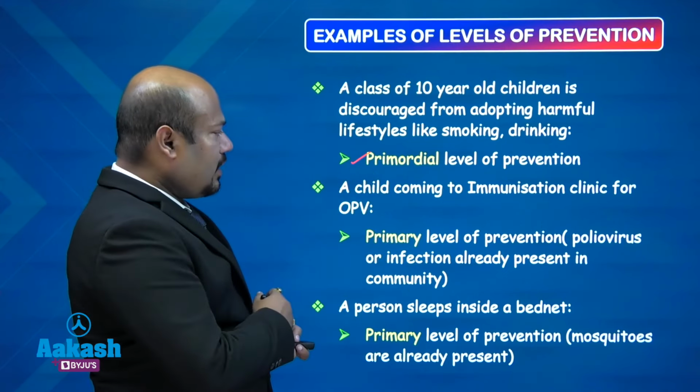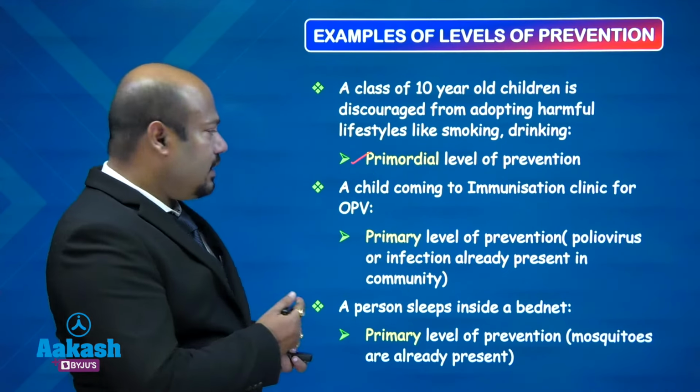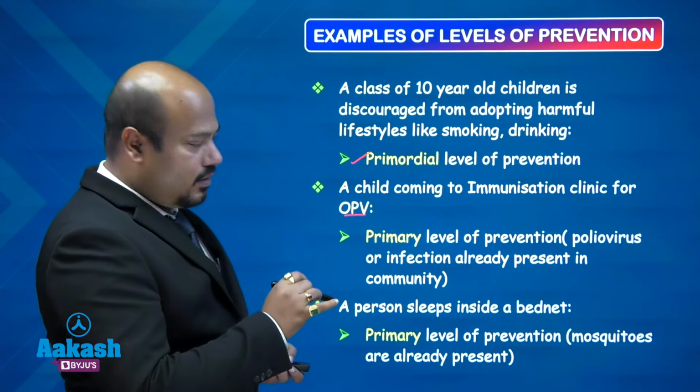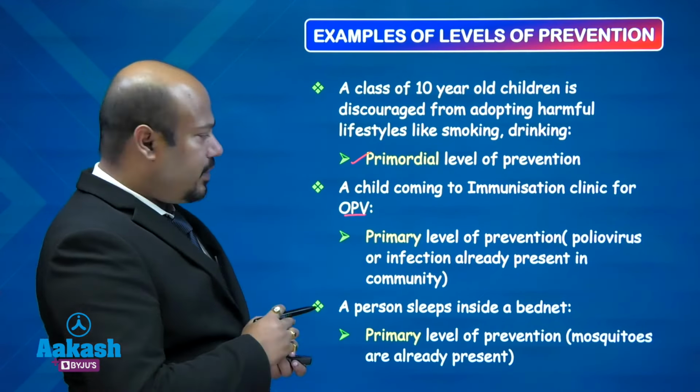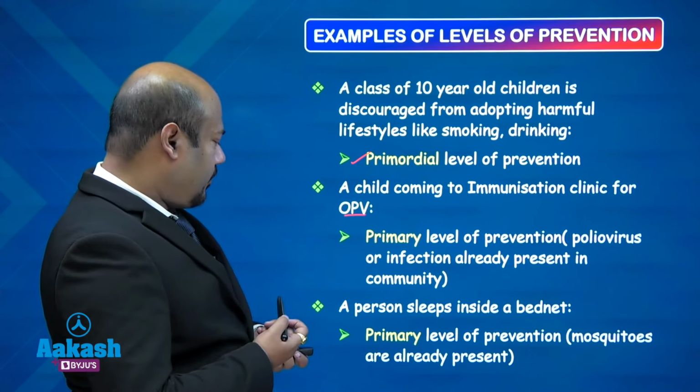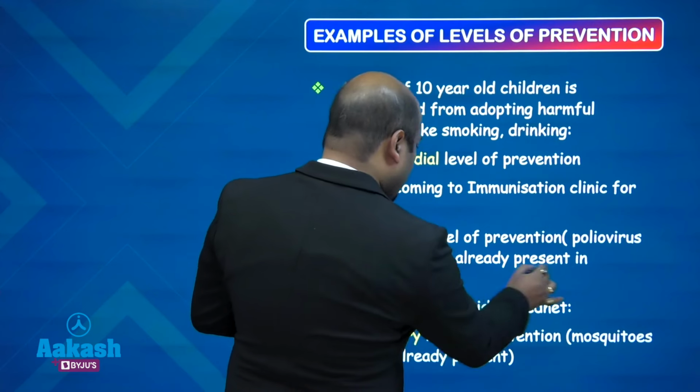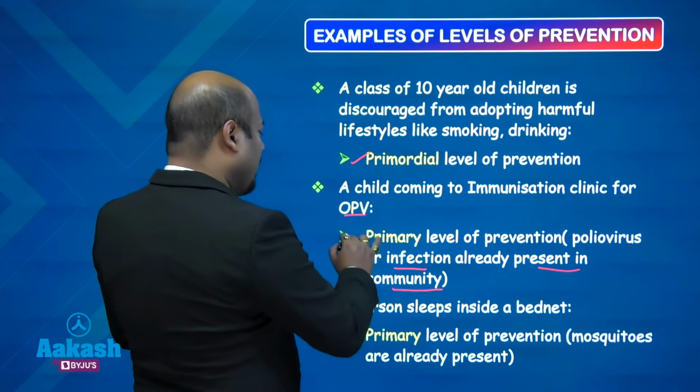A child coming to the immunization clinic for OPV. Now see, it means the threat of poliomyelitis is there. The risk factor is there, disease yet to develop. So this will be a primary level of prevention. Because this infection is already present in the community. This will be primary level of prevention.